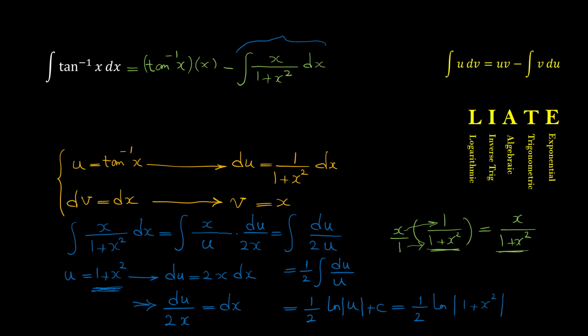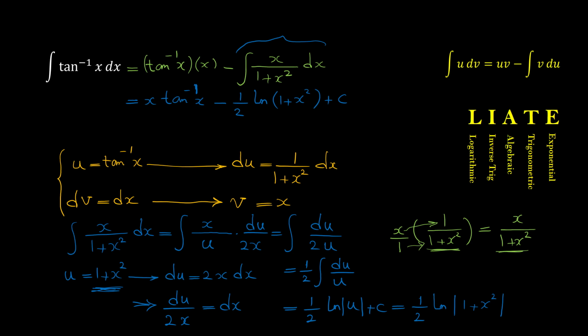Now that we evaluated this integral, the integral of tangent inverse of x is equal to x tangent inverse of x minus 1/2 ln of 1 plus x squared plus c. Note that it's not necessary to put absolute around 1 plus x squared, because 1 plus x squared is always positive and you don't need to put absolute around that.